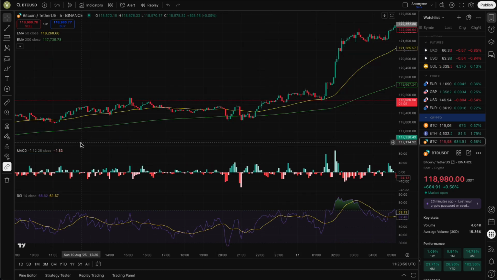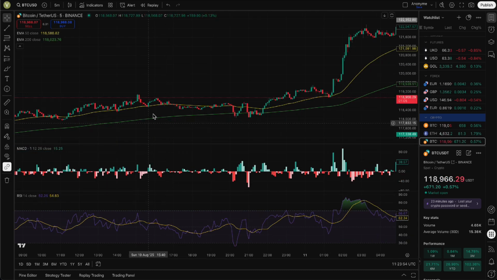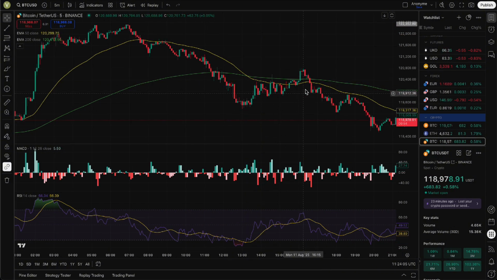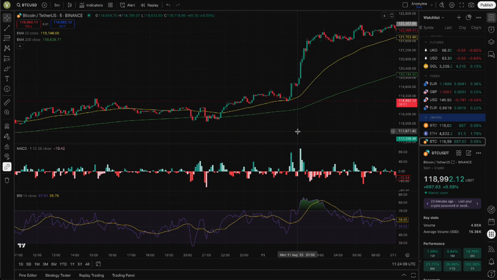Now let's talk about how to enter trades. The 50 and 200 EMAs are your trend filter. When the 50 EMA crosses above the 200 EMA, the trend is up, and you should only look for long trades. When the 50 EMA crosses below the 200 EMA, the trend is down, and you should focus on short trades. Once the trend is confirmed, the MACD histogram becomes your trigger.